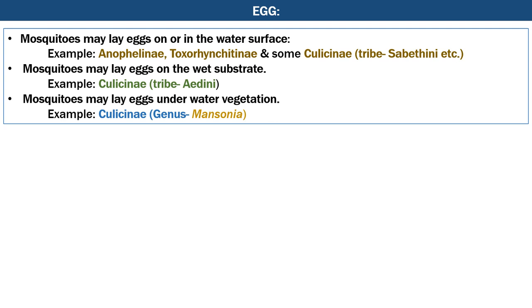But some of the mosquitoes do not directly lay their eggs on the water surface, but they prefer to lay their eggs on some wet substrate which has the maximum chances to be inundated later on. For example, some culicine mosquitoes under tribe Aedini lay their eggs individually on the wet substrates. Some mosquitoes may lay eggs on underwater vegetation. For example, the genus Mansonia attaches clustered eggs to underwater vegetation.